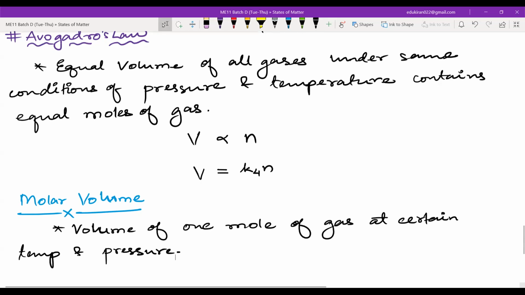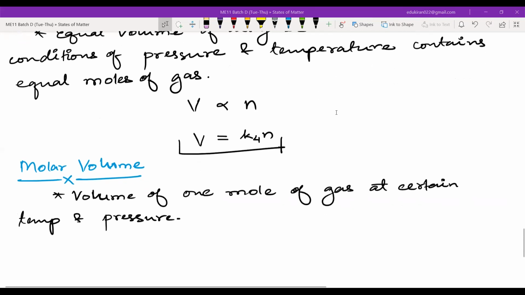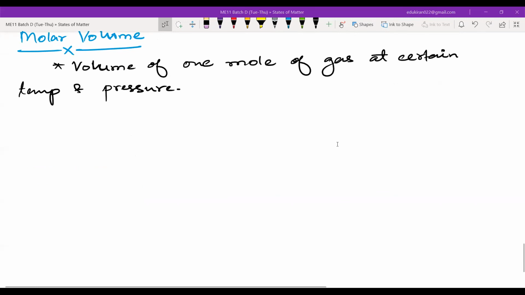Guys, you have written Avogadro's law till here? Yes or no? Let me know if you have written till V is equal to K4 into N. N is number of moles, V is volume. Then we will talk about the molar volume. Okay, Mazia is done. Is there anyone who is still writing? Razan, Safwan, Khalid, Shoaib, Khalil? No? Okay. So molar volume is volume of 1 mole of gas at certain temperature and pressure.